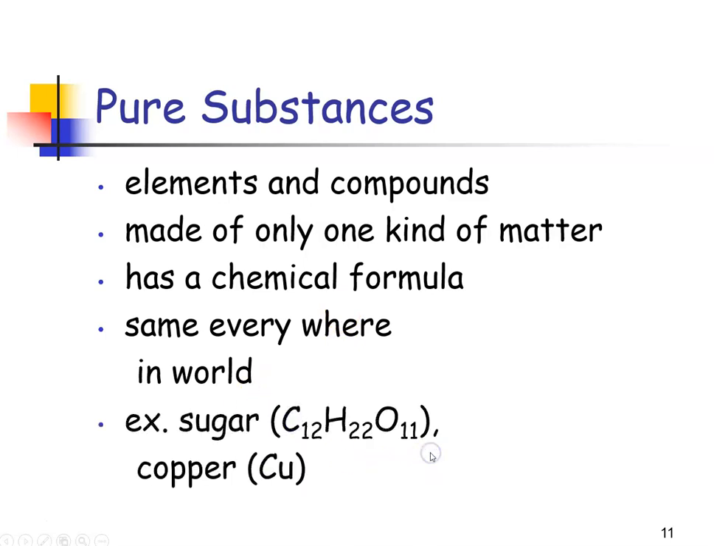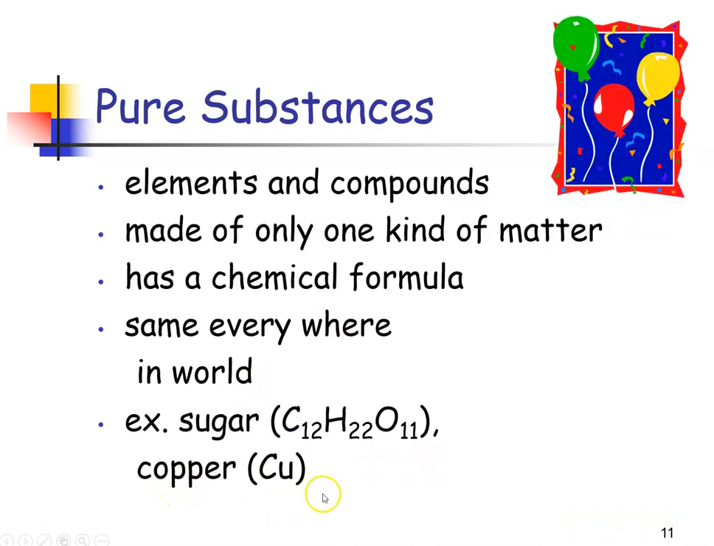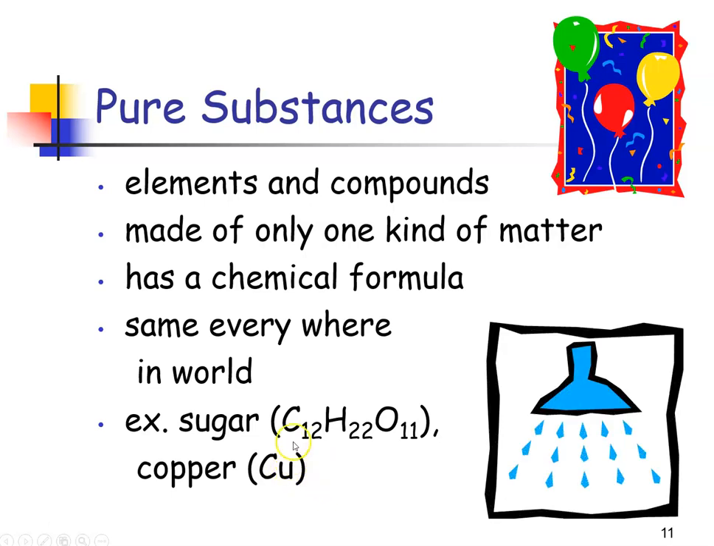All right, here's another one, sugar, copper, and let's just throw out here, sugar has a chemical formula, so it's a compound. Copper is a single element, so it is an element or single type of atom. Maybe helium, that would be an element in the balloons, and then water is a compound because it's H2O.